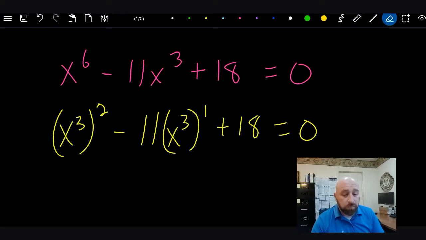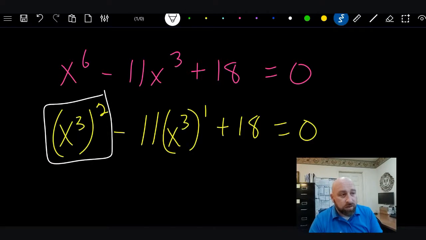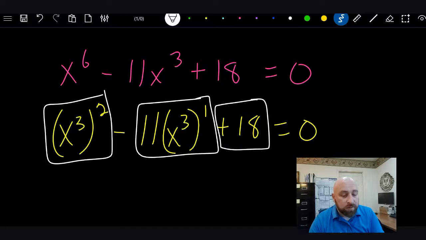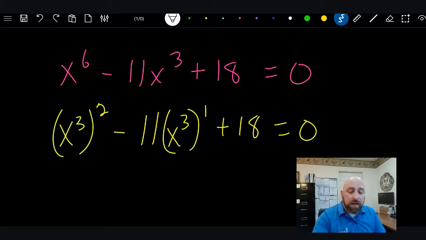Now I have a quadratic equation. There's my quadratic, there's my linear, and there's my constant term. So there's my a, b, and c, and equals 0. So I have a quadratic equation right here, and I didn't change the value. Notice all I did with this one is I turned it into a square. That's it. This is exactly the same thing, but I changed its exponent to 1 instead of an exponent of 3, and that's so that I could have a quadratic.